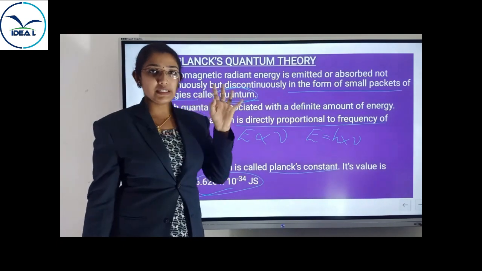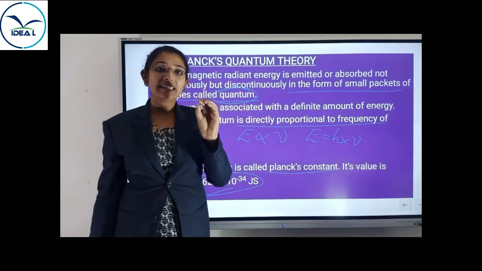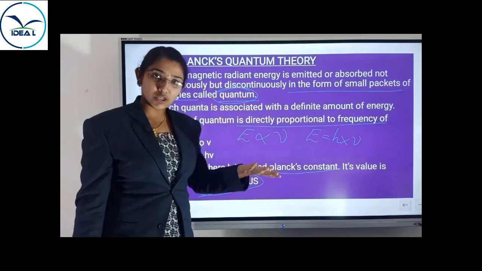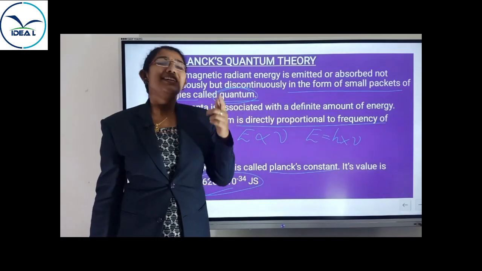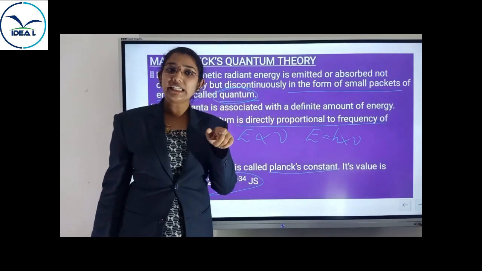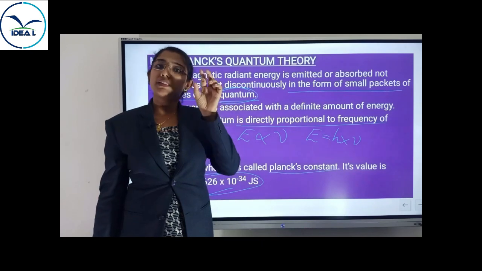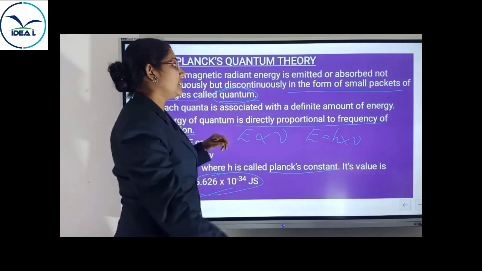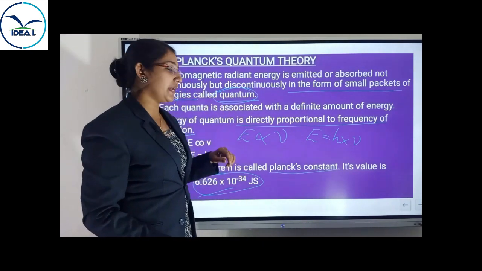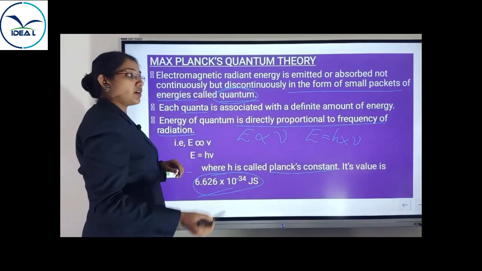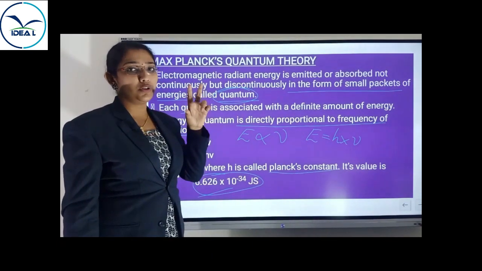Max Planck's quantum theory says that electromagnetic radiant energy can be absorbed or emitted, but not continuously, discontinuously, in the form of small packets of energy which is known as quantum. And each quantum is associated with a definite amount of energy.